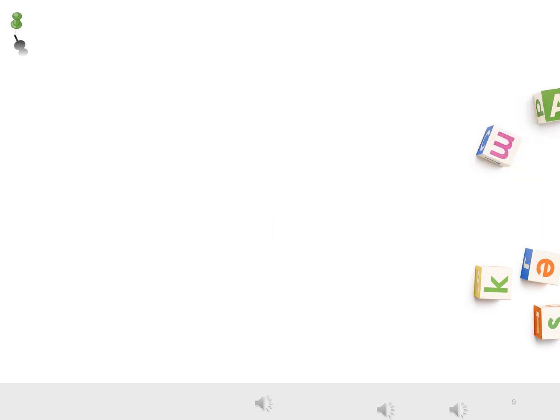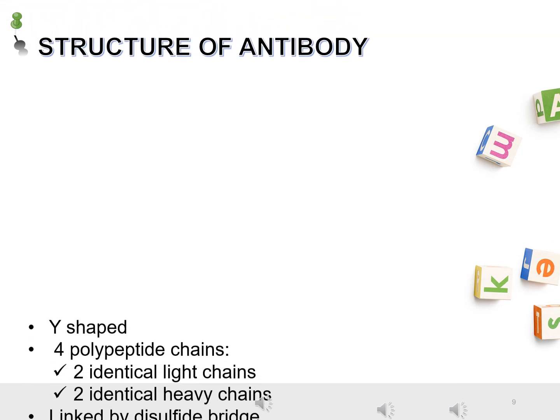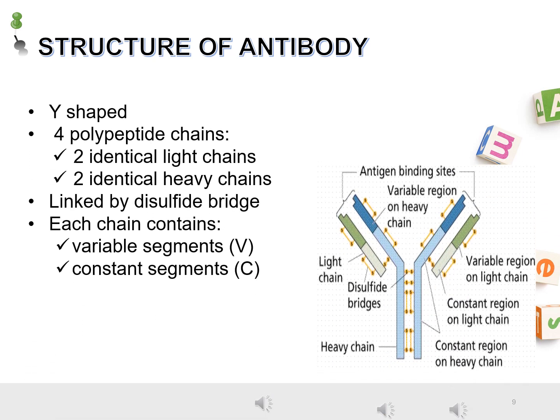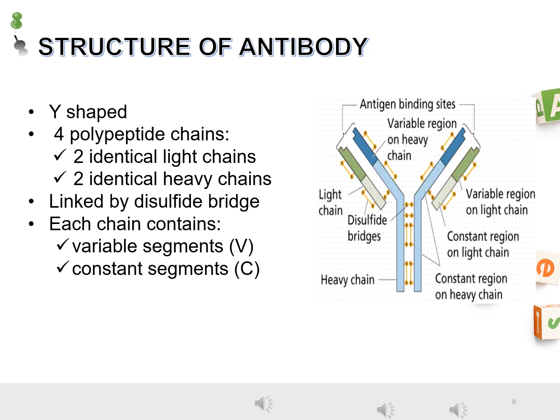Okay, we continue on the structure of antibody. The structure of antibody is Y shaped. An antibody molecule is composed of four polypeptides linked by disulfide bridges: two identical short polypeptides called light chains, and two identical long polypeptides called heavy chains.